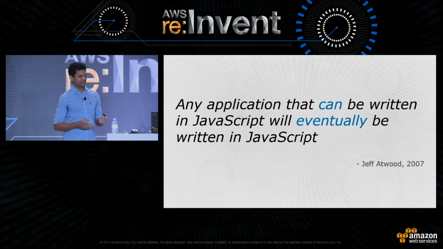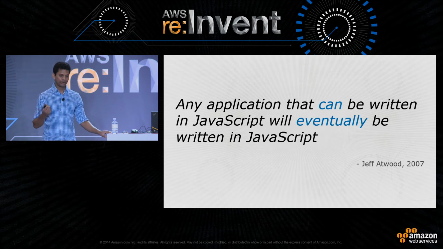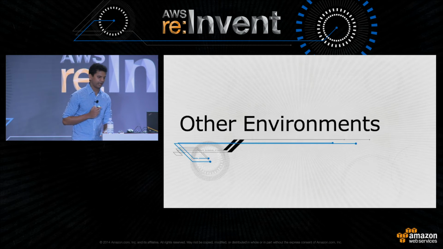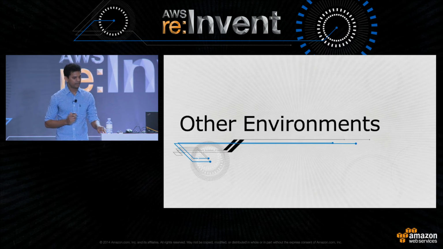So any application that can be written in JavaScript will eventually be written in JavaScript. Jeff Atwood actually blogged about this in 2007, and he called it Atwood's Law. What is more interesting is that we've actually seen this happen over the years. A large number of applications that were previously written in other languages today have more popular JavaScript counterparts. So let's go ahead and spread the word by porting our application to other environments.